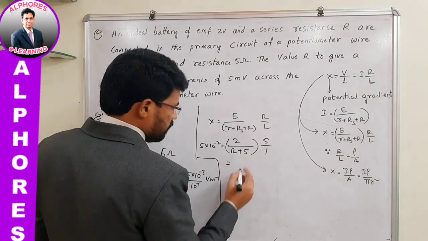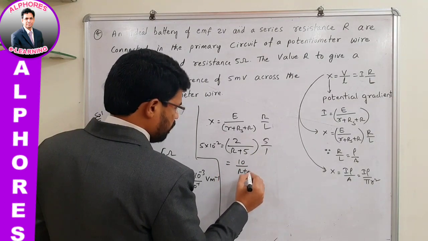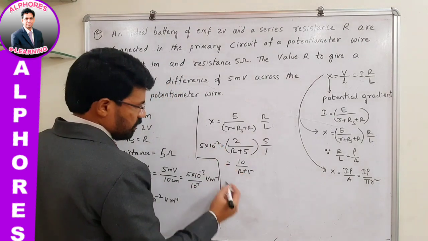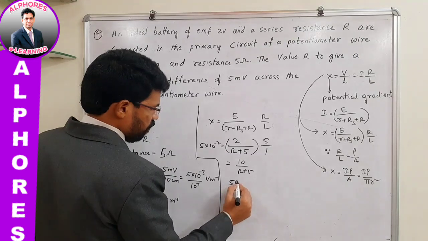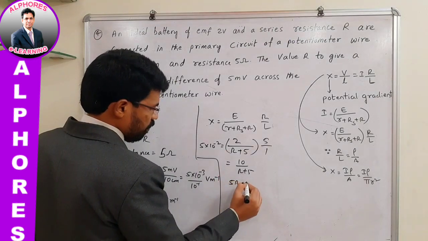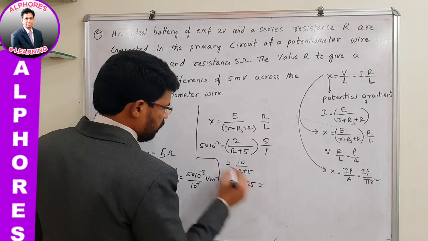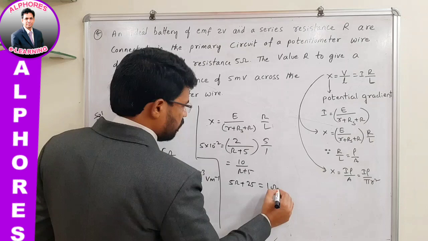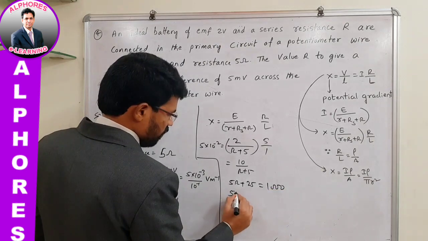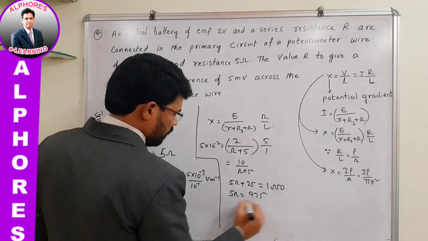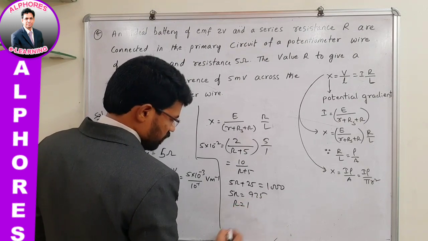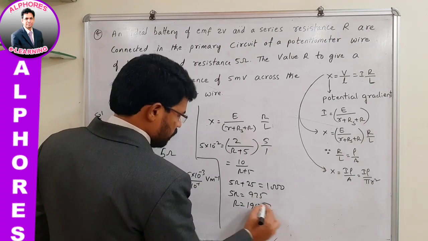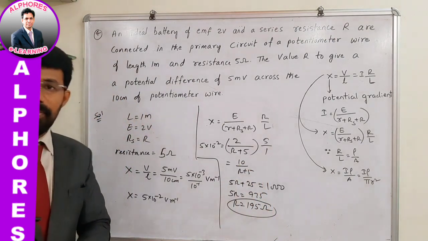So if you calculate this, what will you get? 10 by R plus 5 is equal to 5 into 10 power minus 2. So let us cross multiply this. What you will have? 5R plus 25 is equal to, here 10 power minus 2, 1 by 10 square, can be cross multiplied and you will have 1000. So 5R is equal to 975, R is equal to 195. So the series resistance should be 195 ohms.